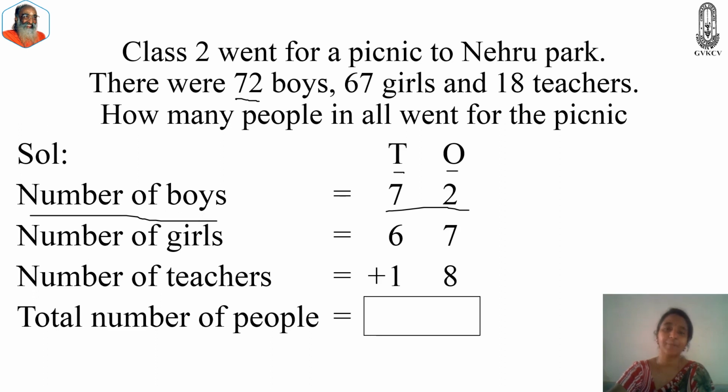And next, number of girls. How many girls went to the picnic? 67, right? So number of girls is 67. After that, teachers also went to the picnic. How many teachers? 18 teachers. So number of teachers is 18. So what is the question? How many people in all went for the picnic? In all means what should we do? We should do addition. So I kept the addition sign over here and I wrote total number of people. Okay. Now do the addition.